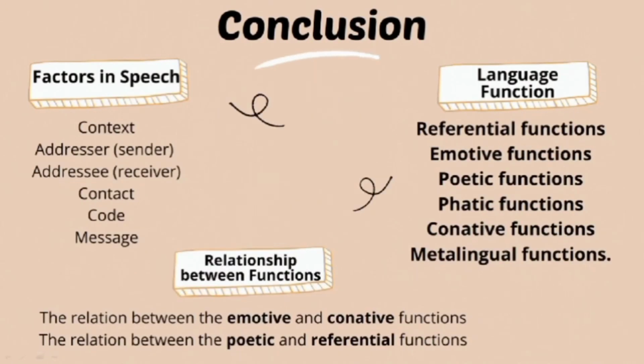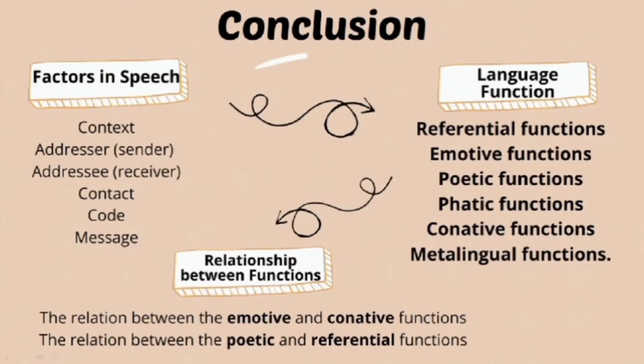So that's all. Before we end this, we will conclude our explanation. The conclusion of our discussion this time is that Roman Jakobson suggests 6 factors in speech, namely context, addresser, addressee, contact, code, and message. Then from these 6 factors, Roman Jakobson developed them into 6 functions of language, namely referential function, emotive function, poetic function, phatic function, conative function, and metalingual function.